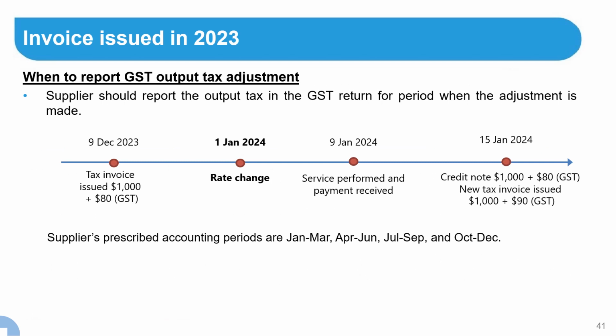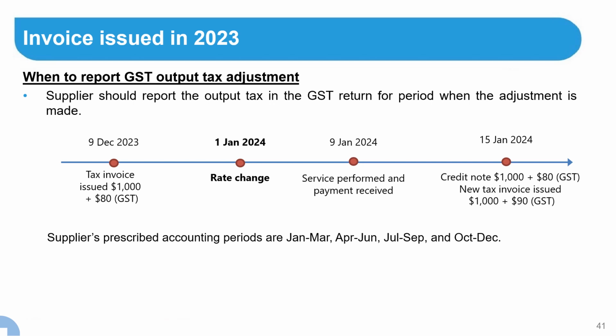We have just covered the scenarios where a supplier may need to make adjustments to the invoice. Let me now share on when to report the output tax adjustments in the GST return. The GST rate change does not affect the way you complete your GST return. Where your standard rated supplies of goods or services are subject to adjustments due to the GST rate change, you should report the adjustments in your GST return for the period in which the adjustment is made, or in accordance with the transitional rules for rate change where relevant. There is no separate form or return to submit for supplies spanning the date of rate change.